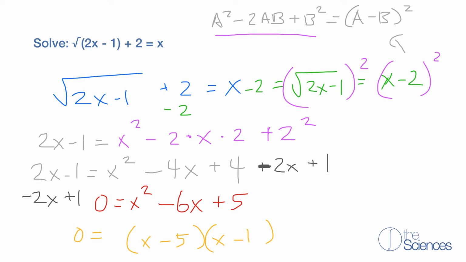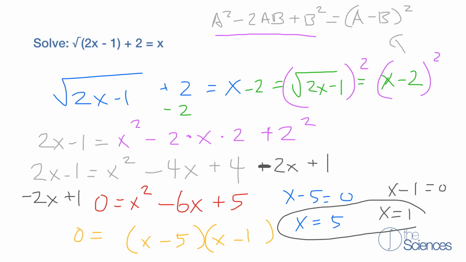So now we're going to set each of these equal to 0. Now we have x minus 5 equals 0, and we have x minus 1 equals 0. So here we have x equals 5, and here we have x equals 1. And that's our answer: x equals 5 or x equals 1.